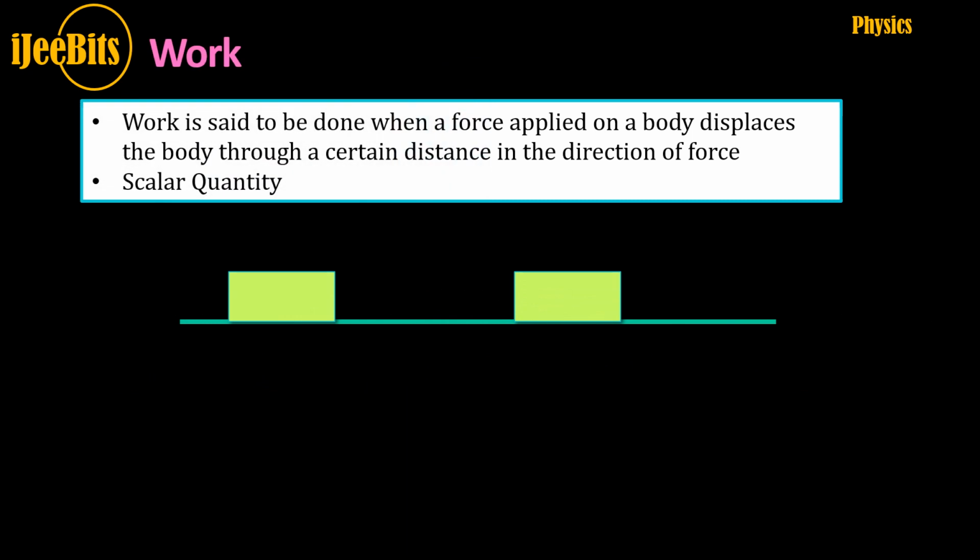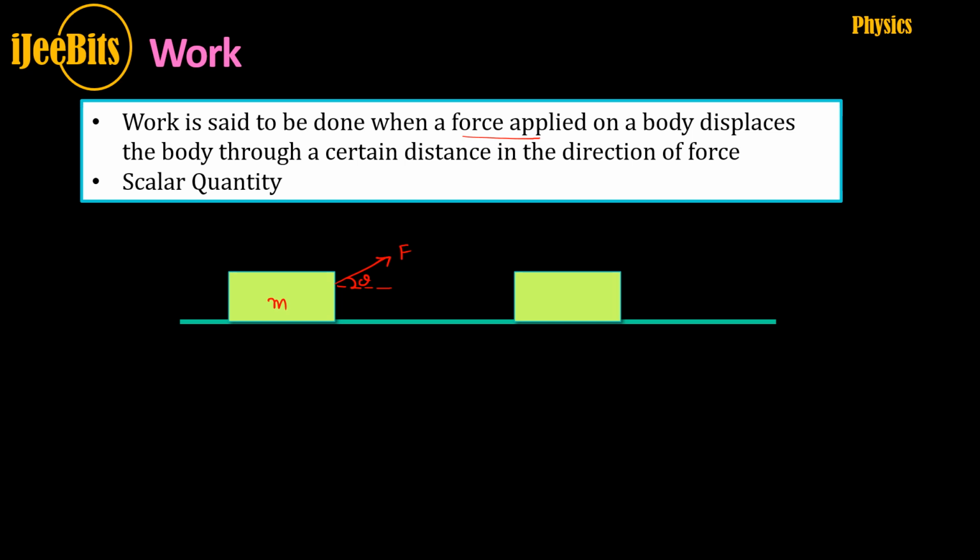Let's revise the work definition. Work is said to be done when a force applied on a body displaces the body through a certain distance in the direction of force. I'm repeating. Let's say this is a block of mass m, and you apply some kind of force to move the body towards the right. You applied some force F at an angle theta.